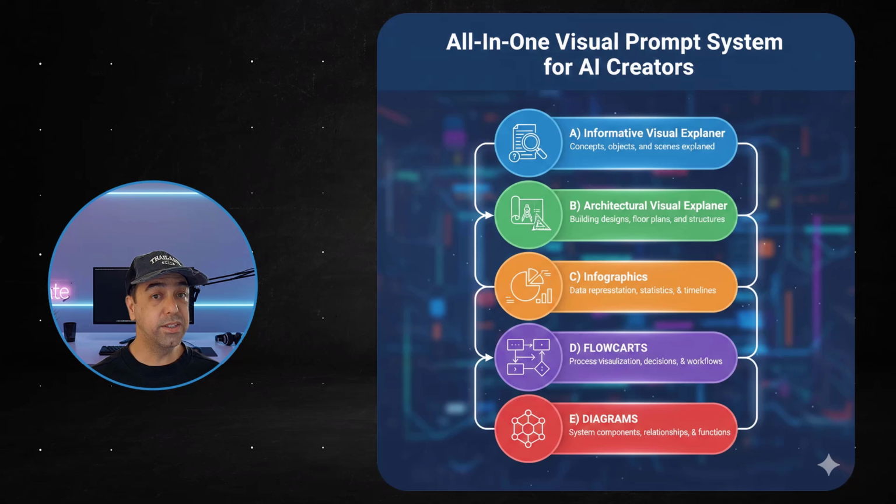In this lecture, you will see how one well-written prompt can turn an ordinary photo into a clean, informative video that actually teaches something. I'll walk you through 5 types of visuals you can create using a single strong prompt. Informative visual explainers, architectural visual explainers, infographics, flowcharts, and diagrams. These formats are perfect for zooming out and showing the big picture.